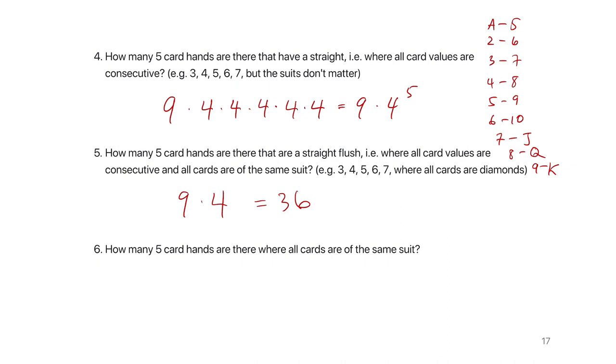Okay, and lastly, 6, how many 5 card hands are there where all the cards are the same suit? Well, here, again, we have 2 choices. First, we choose the suit itself. And now once the suit is chosen, there's 13 possible face values. We choose 5 of them. Okay, so we have 4 choose 1 times 13 choose 5.